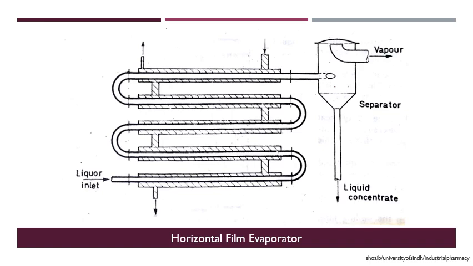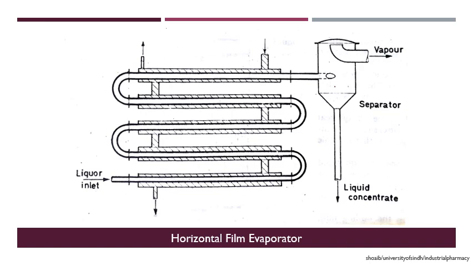The long tube evaporators, sorry, the climbing film evaporators, may be 7 meters in height. Okay, so we need a higher roof. But in horizontal film evaporators, because the tubes are horizontal, we do not need much higher roof space, or the space will be compacted.